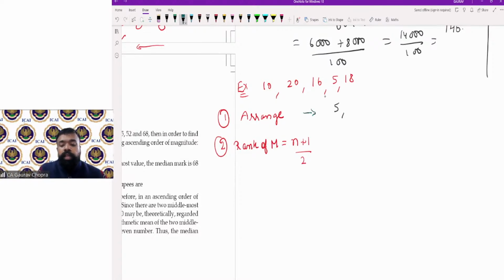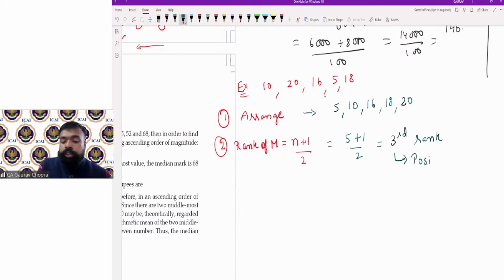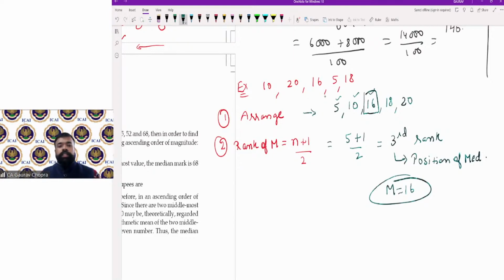What is the smallest value? 5, then 10, 16, 18, 20. This is the first step. We have done the arrangement. Now, rank. Rank is 5 plus 1 divided by 2. It will give you third rank. So 3 is not the median. 3 is the position of the median. 3 denotes position. This is position of median. Now, count first, second, and third. So 16 is the third observation. So median is equal to 16. So 16 is the answer. Shreya has given correct 16.